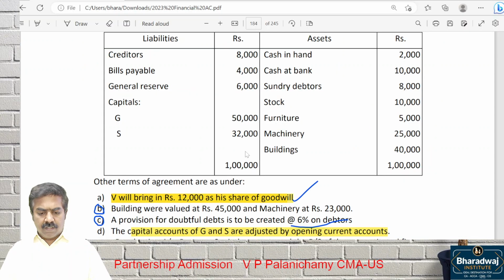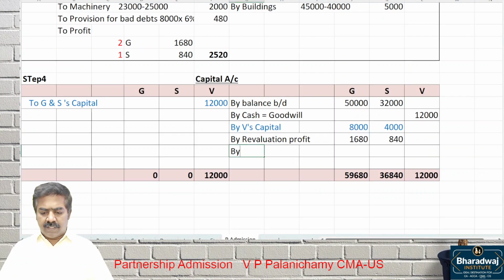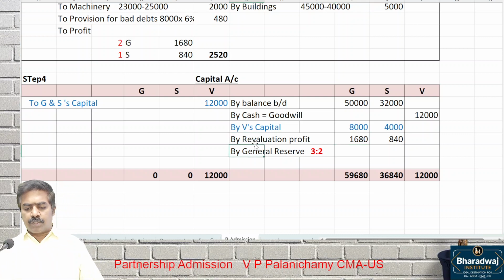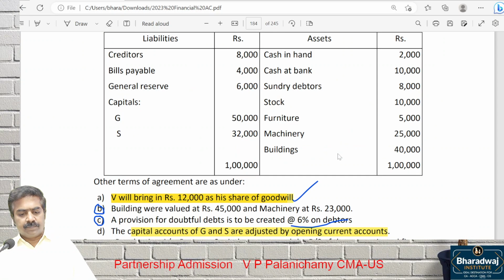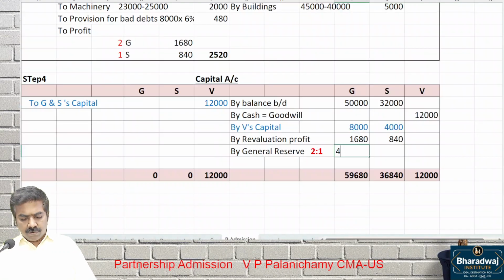Then, do you find any general reserve? Yes. General reserve is transferred in which ratio? Old ratio, 3:2 ratio. Sorry, 2:1 ratio. Transfer the general reserve in old ratio. How much? 4,000 and 2,000.